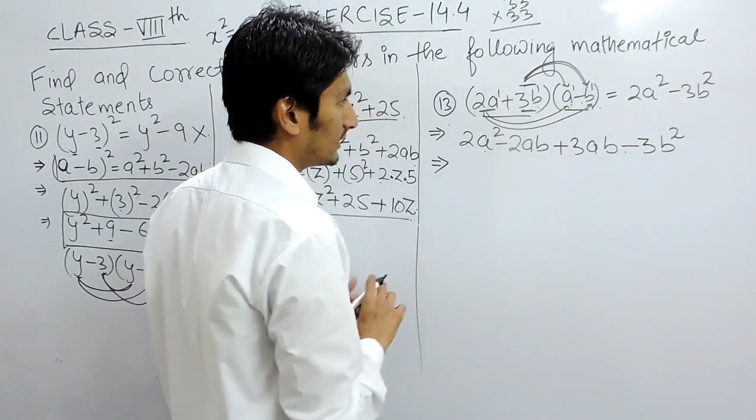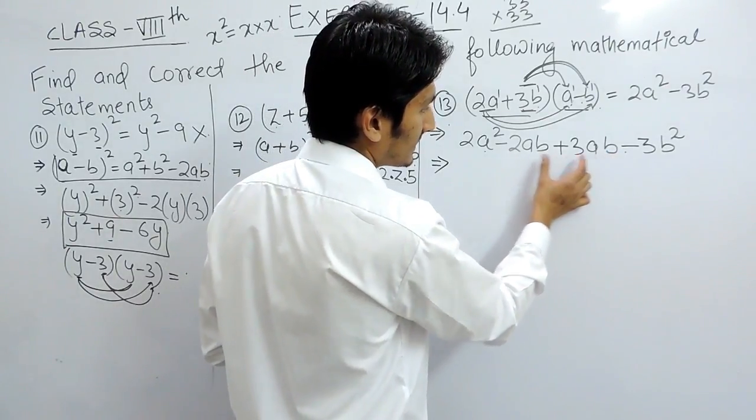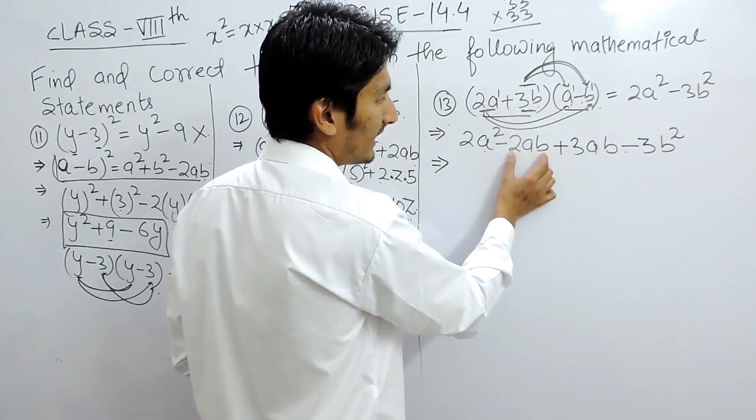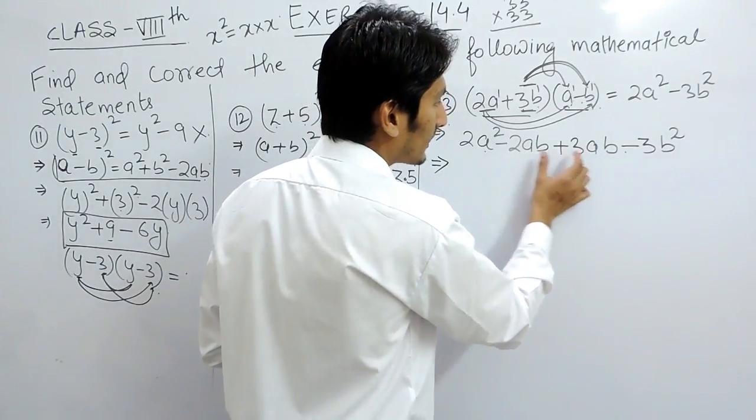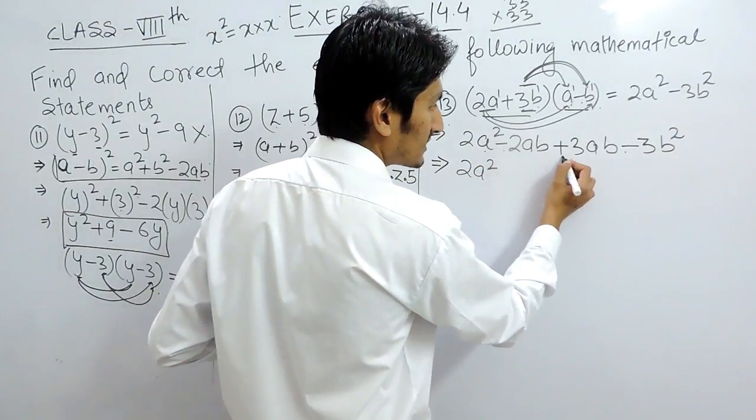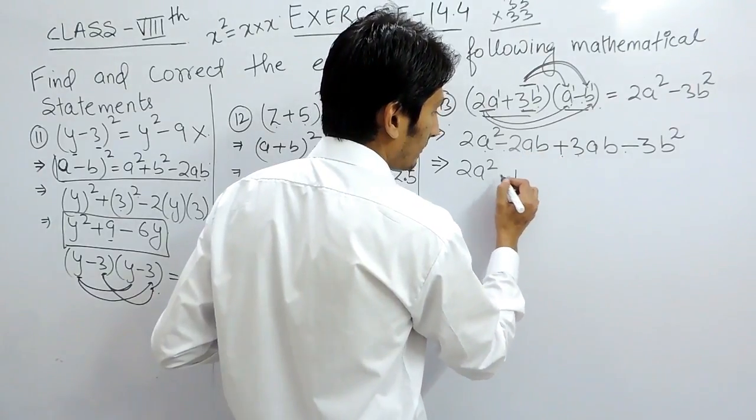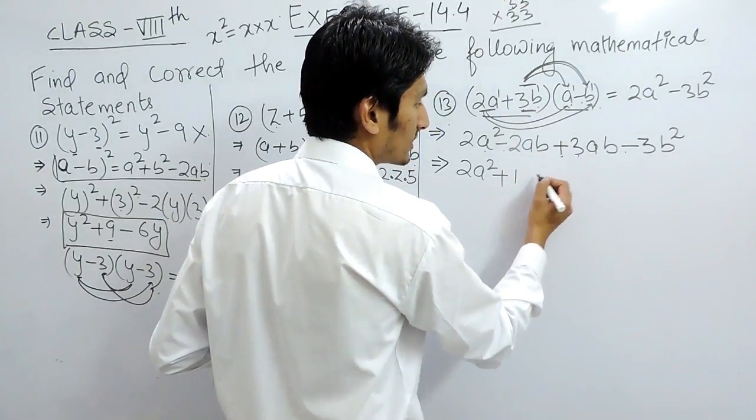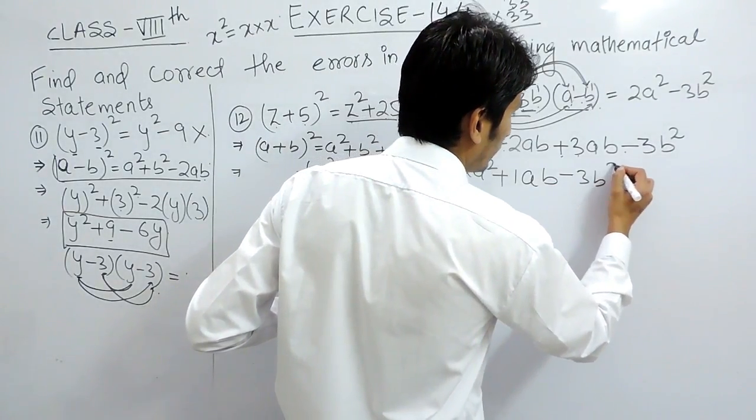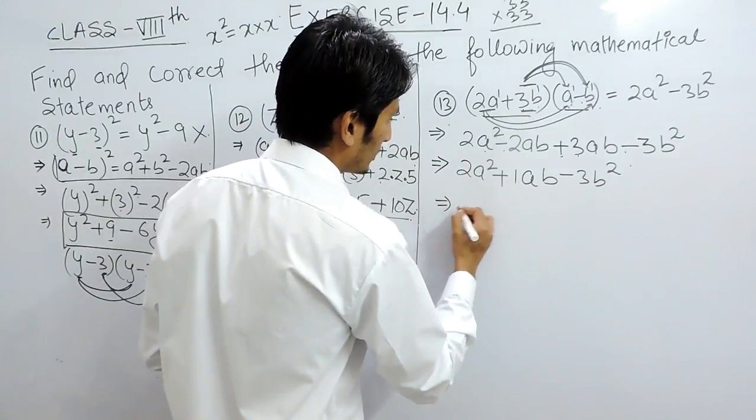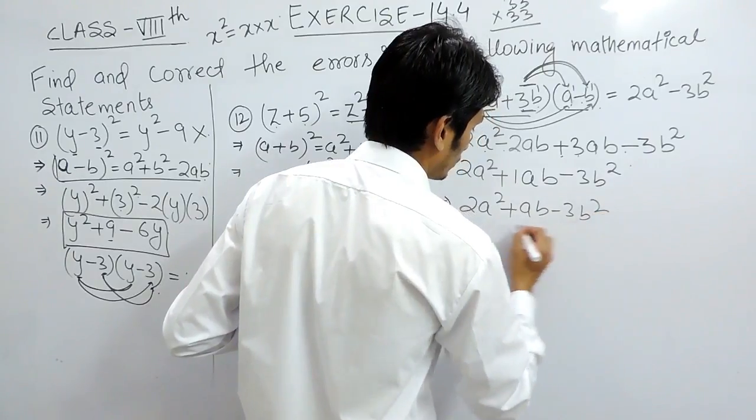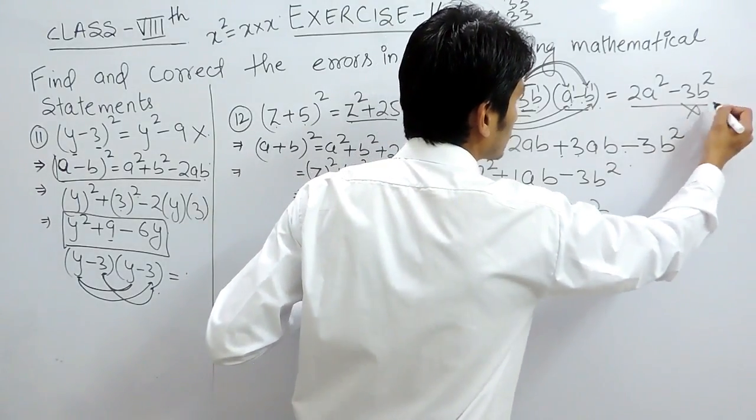Now further solving, minus 2ab and 3ab are like terms, because the variable is ab in both. Like terms can be combined, and the other terms will remain as they are. So 3 minus 2 is 1, with a positive sign because the greater value has the positive sign. So 1ab will remain and minus 3b square will be as it is. Our answer should be 2a square plus ab minus 3b square. So this should be the answer, not this.